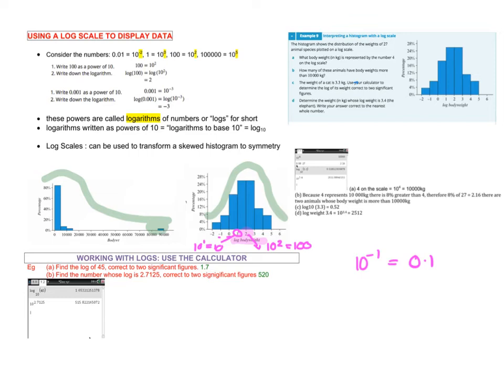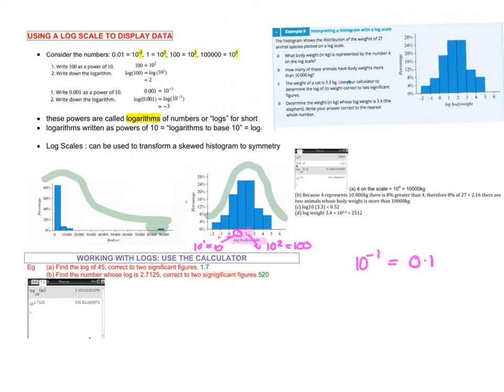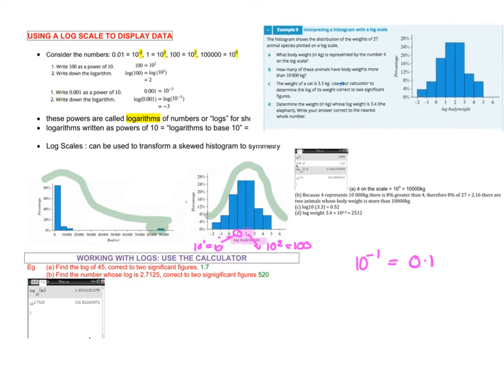So let's have a look at this question here. Oh, sorry. I've gone through the answers there, so let's just have a look at it though. It says a histogram shows the distribution of 27 animal species plotted on a log scale. What body weight in kilograms is represented by a number 4 in a log scale?